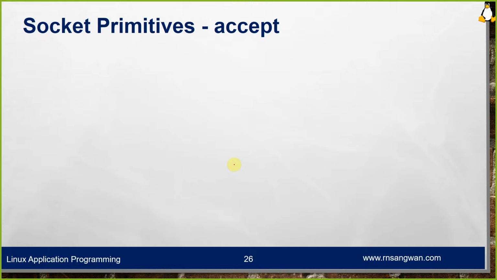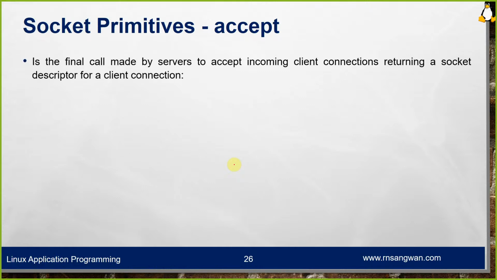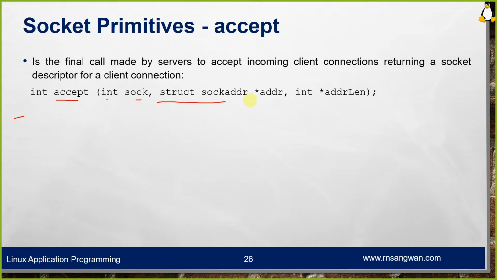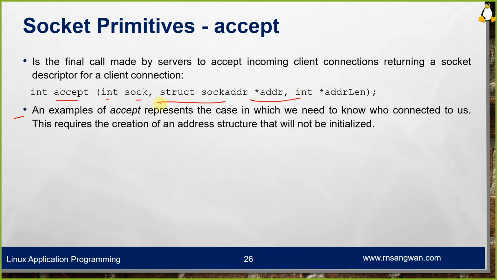Then we have the accept function. It is our final call made by the server to accept incoming client connections, returning a socket descriptor for a client connection. And this was the function used in our demonstration. Integer socket structure, same concept here, the same way we created it, we have the same parameters here also.